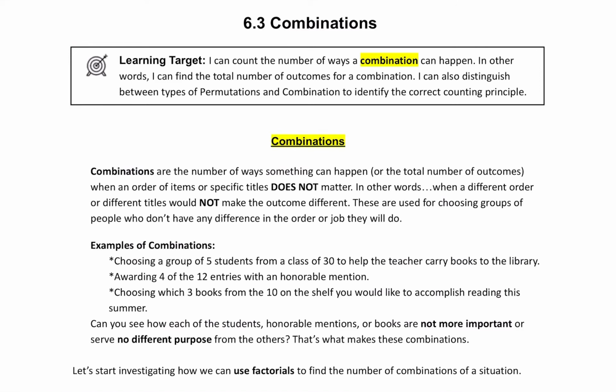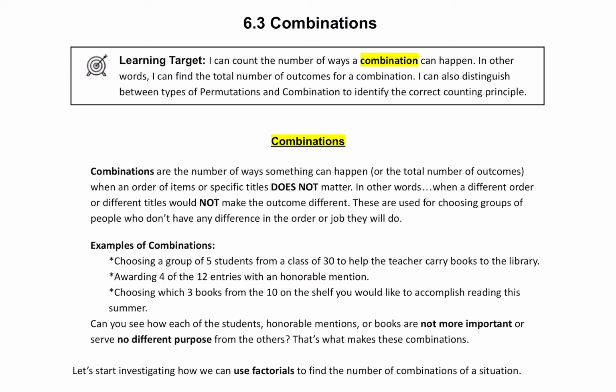Okay, so today we're on 6.3 combinations. Our learning target is: I can count the number of ways a combination can happen. In other words, I can find the total number of outcomes for a combination. I can also distinguish between types of permutations and combinations to identify the correct counting principle.